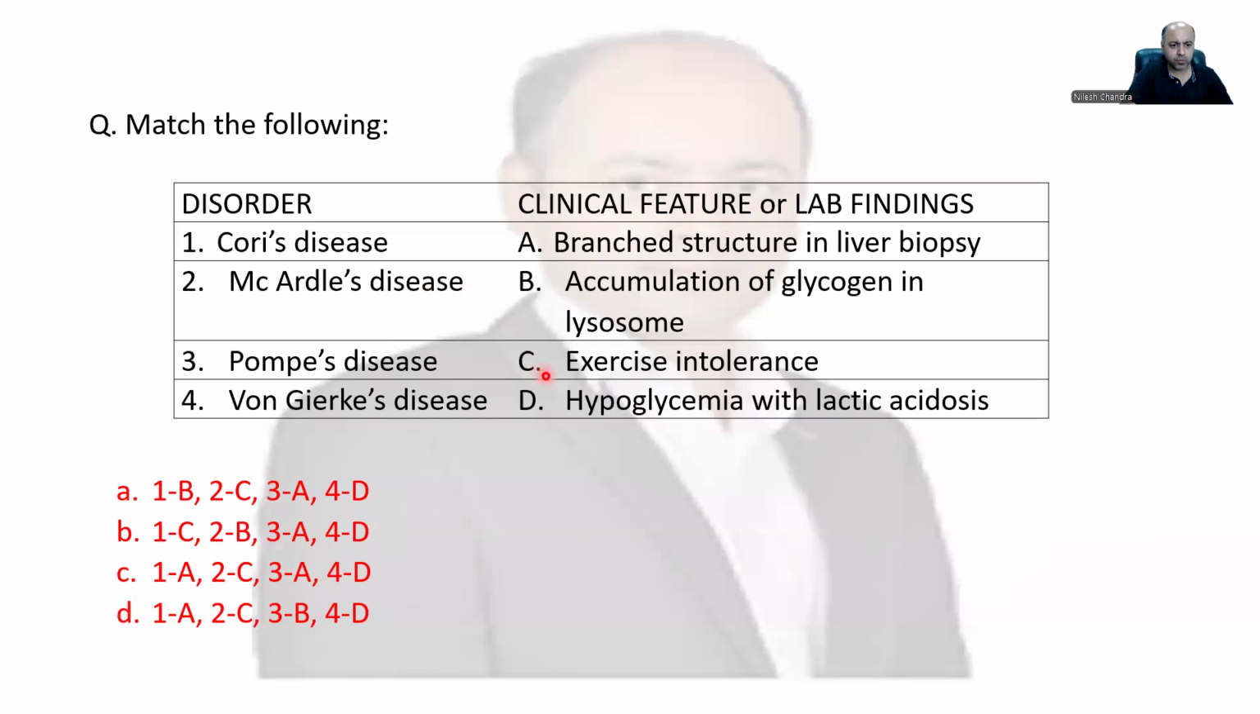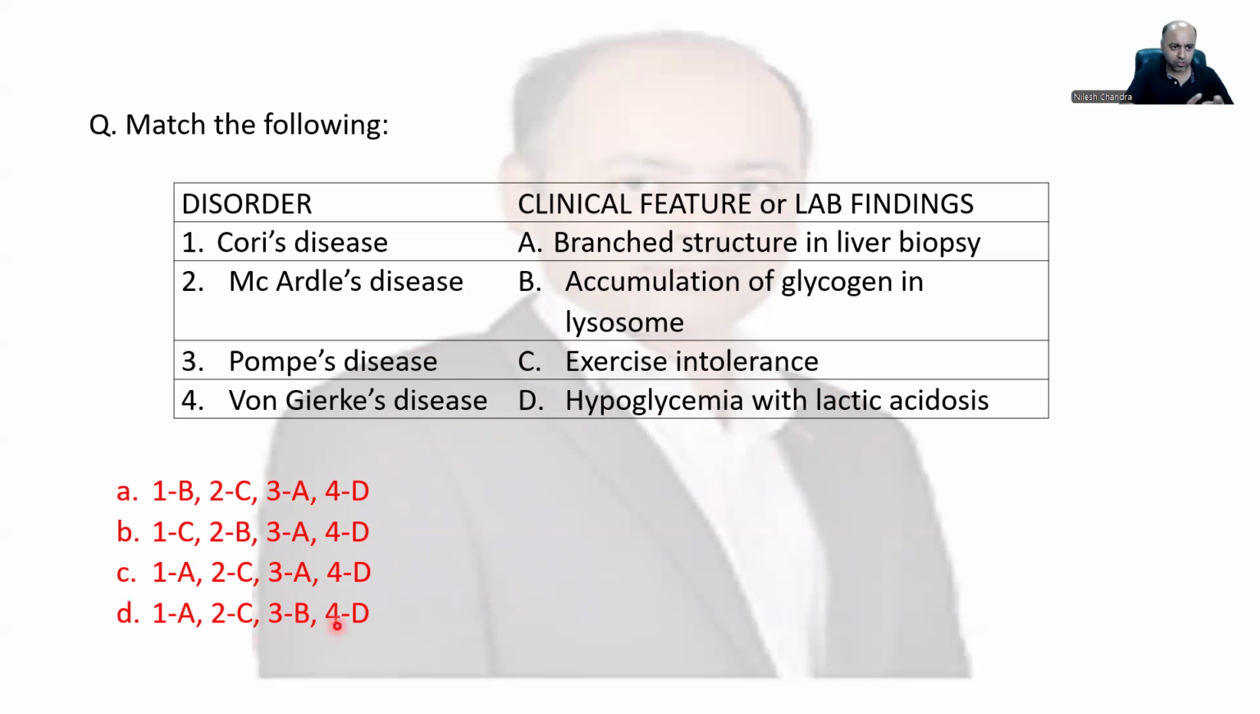In McArdle disease, there should be exercise intolerance. So two should be matched with C. Option C and D are still correct. In Pompe's, there's accumulation of glycogen in the lysosome. So three should be marked with B. This is the correct option D. Option D is the correct. Von Gierke's presents with hypoglycemia with lactic acidosis. So option D is the correct.